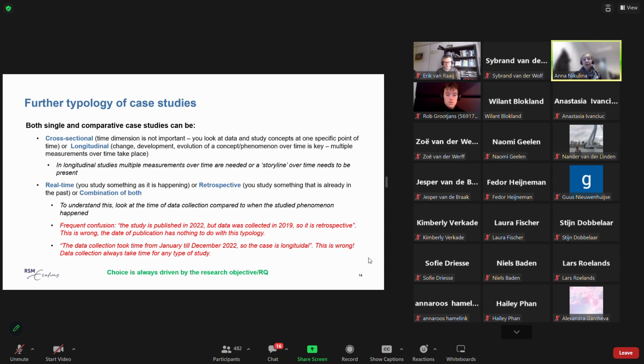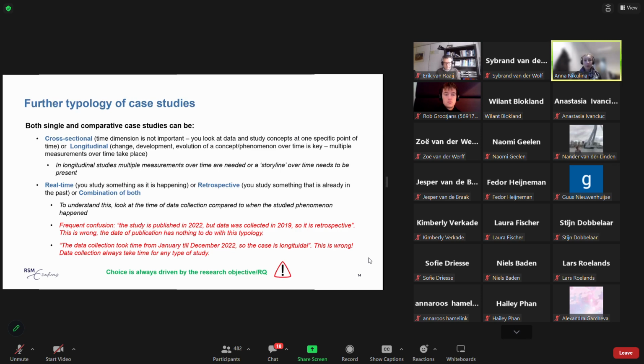Yeah, choice of the typology is always driven by your research question and objective. You cannot freely define this typology without looking into your objective and your question. So first your research question, first your research objective, and then you can find a suitable type of the study, and not vice versa. Yeah, so this is something that has quite a strong link.